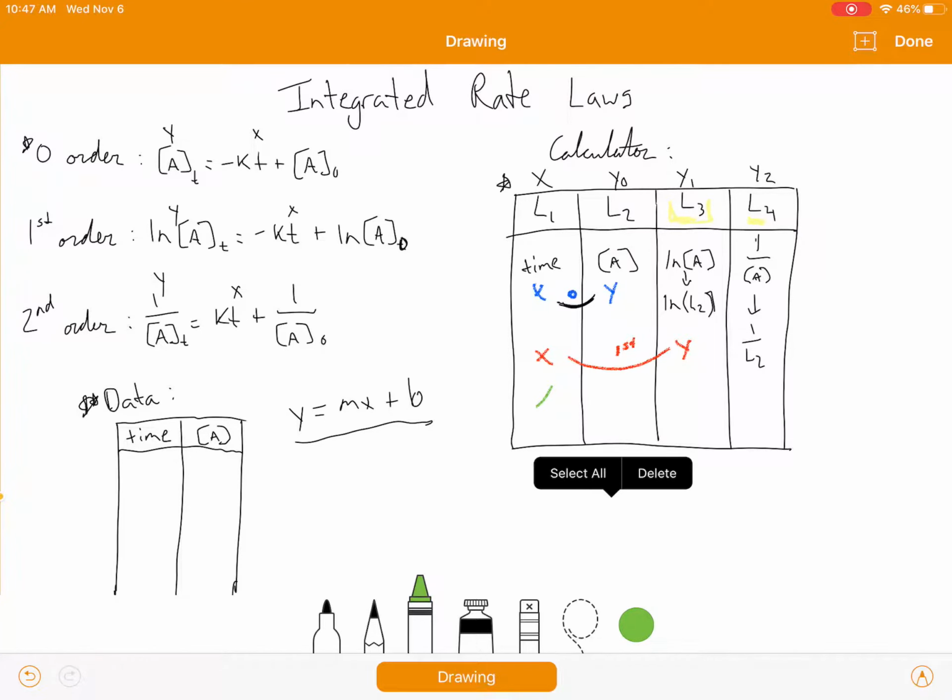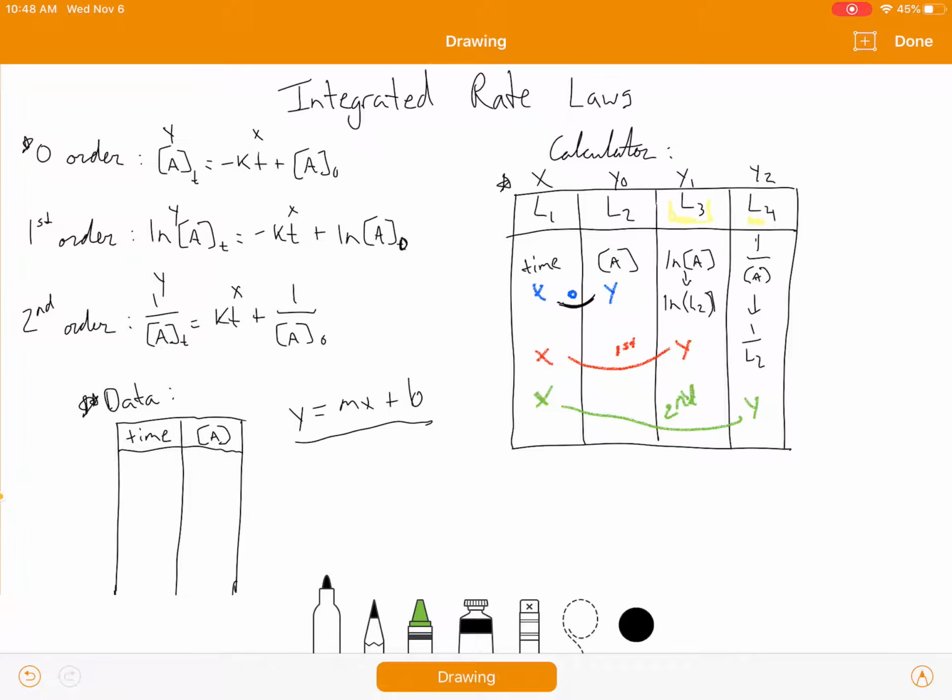And then for second order, this will be your x, and this will be your y over here, sorry. And so that is second order. So what you're going to do is a linear regression of each of those, and you will need to look at the diagnostic, which is the correlation coefficient.